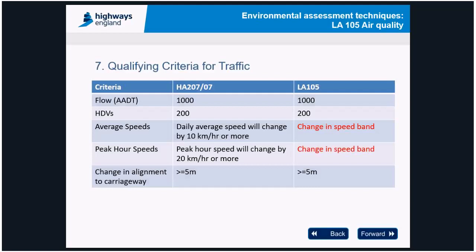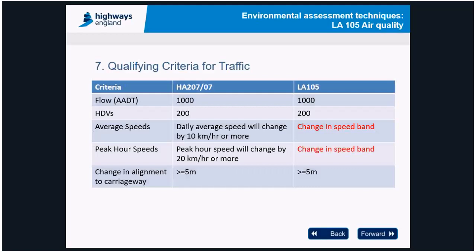We've kept the change in alignment of carriageways broadly similar, because again our modelling assessment showed that was a reasonable level. And again, when you start speaking with delivery colleagues about getting certainty on those kinds of placement lines, 5 meters is broadly where it's at.